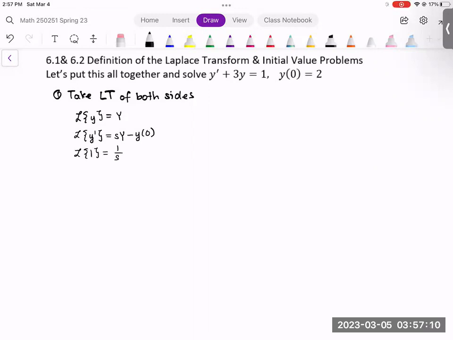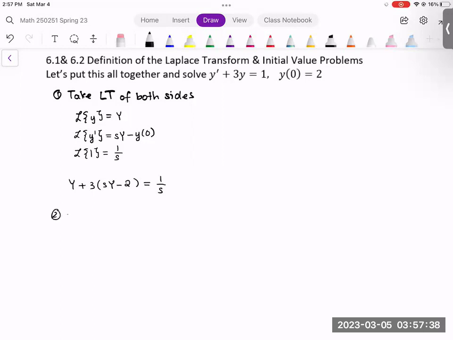Okay. All right, so we're taking the Laplace transform of the left side, and we get Y plus 3 times s times capital Y minus little y at 0. So minus 2. On the right-hand side, we have the Laplace transform of 1, so we get 1 over s.